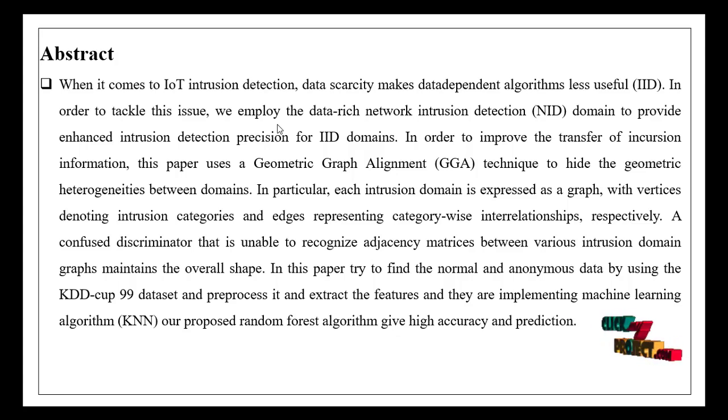In this paper, we try to find the normal and anonymous data by using the KDD-Cup 99 dataset, pre-process it and extract the features, and then implement machine learning algorithms. Our proposed RF algorithm gives high accuracy and prediction.